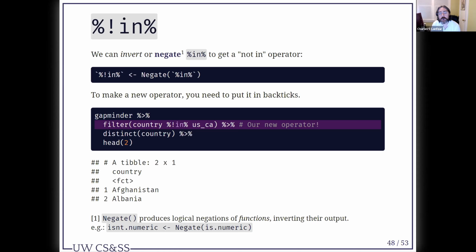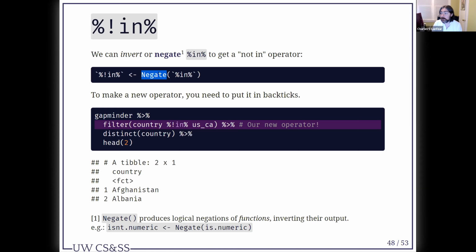You can define a new operator like this. You want to put it with 2 percentages around it, kind of like the pipe in dplyr, and then whatever text you want inside, but you need to put backticks around it before assigning to it. So I'm saying backtick %not-in backtick. I'm going to assign to this the negation of %in. What the heck is this? This is a very lesser known R function. This is a logical negation of a function. This is the function version of exclamation point.